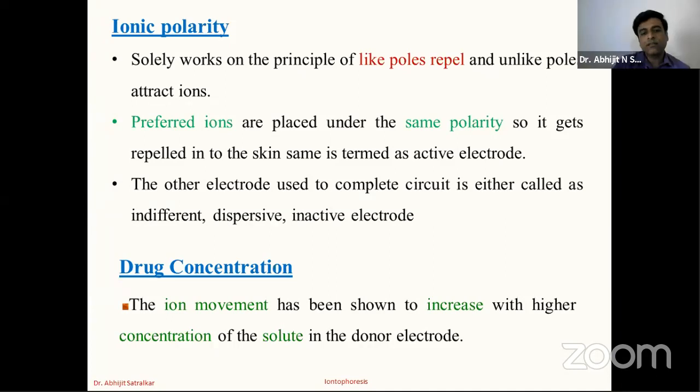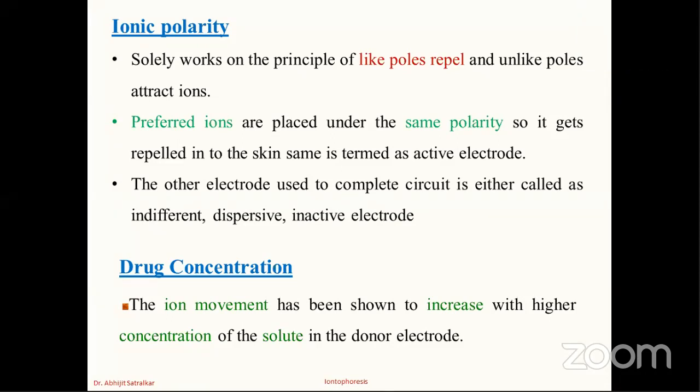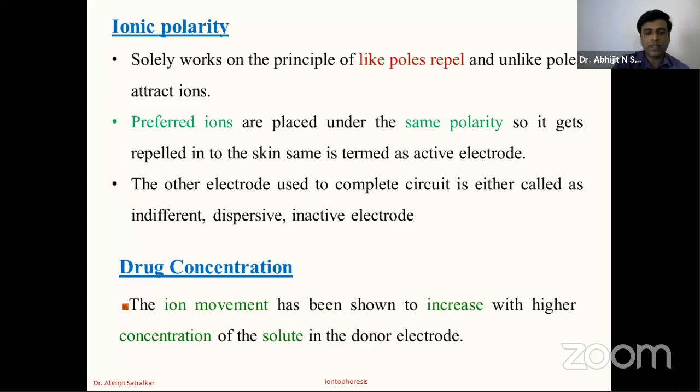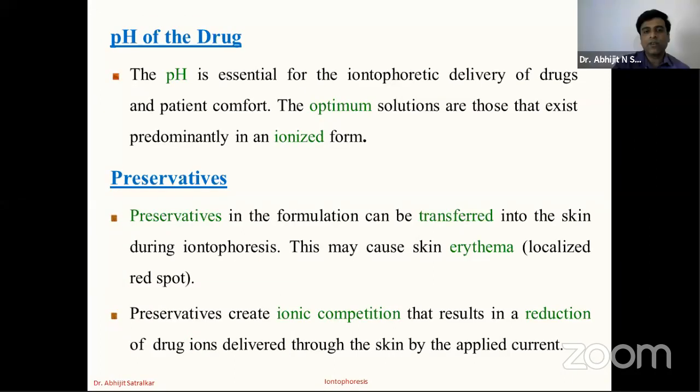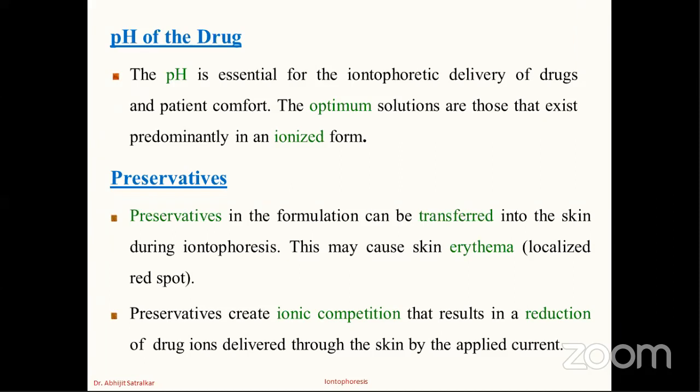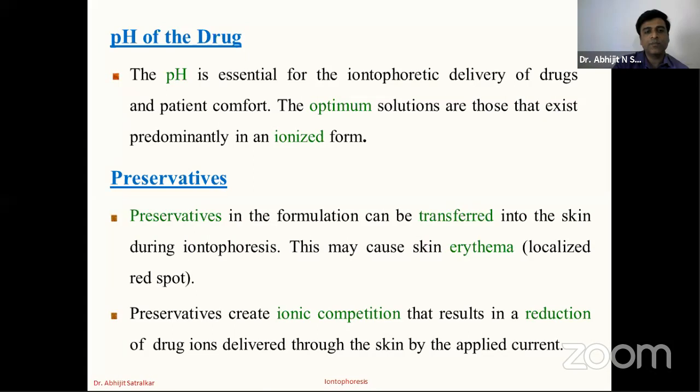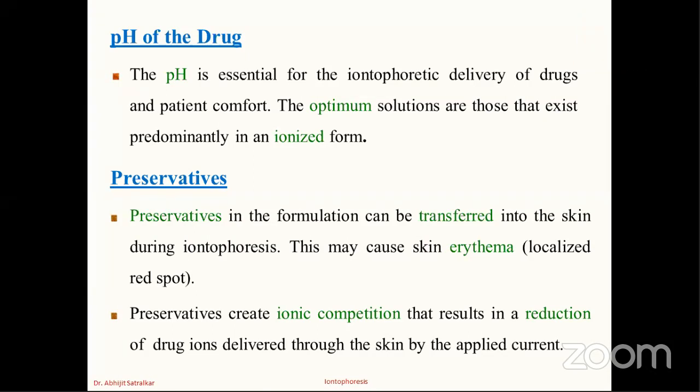Drug concentration: the ion flow has been shown to increase with higher concentration of solute at the donor electrode. So the more the ions which are available under that particular electrode, the more will be the penetration of those ions. pH of the drug. pH is essential for the iontophoretic delivery of drugs and patient comfort. The optimum solutions are those that exist predominantly in an ionized form. Fine. Last one is preservatives.